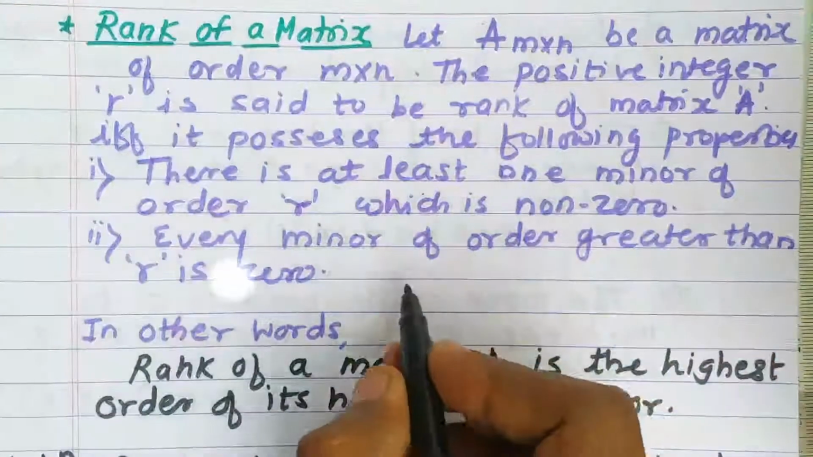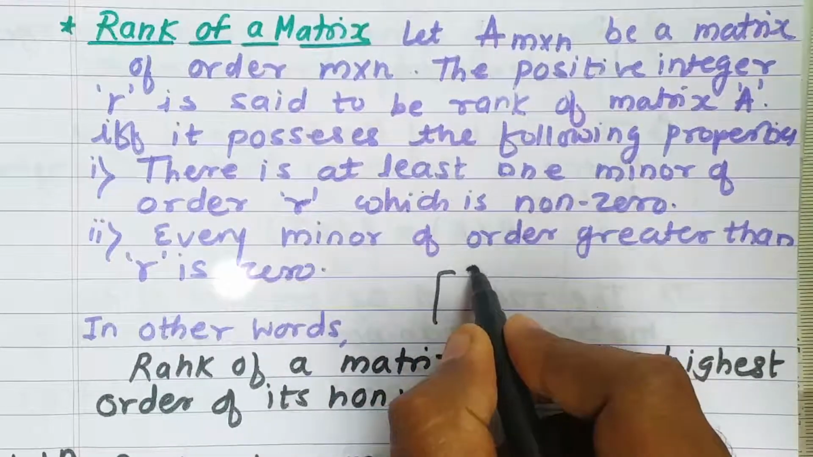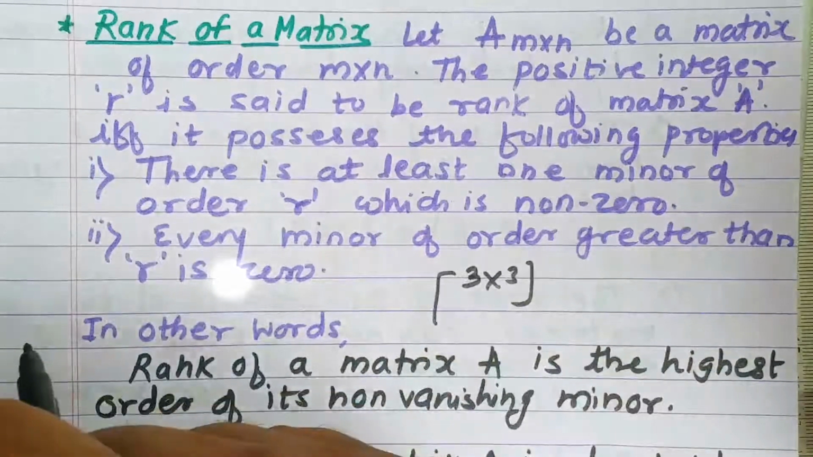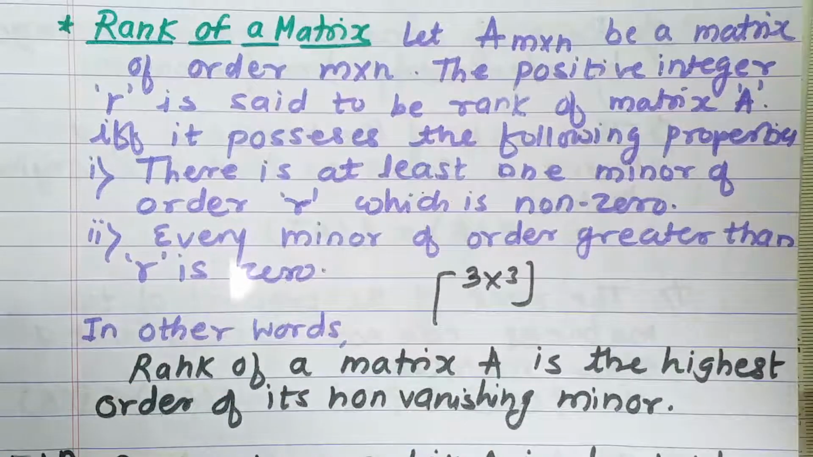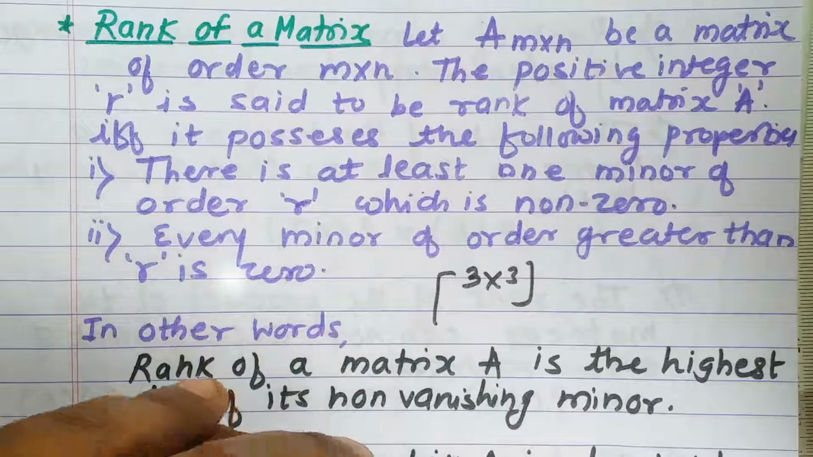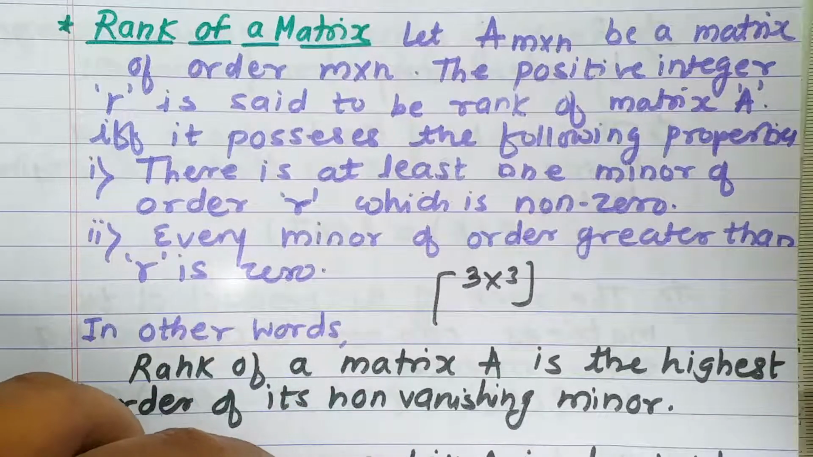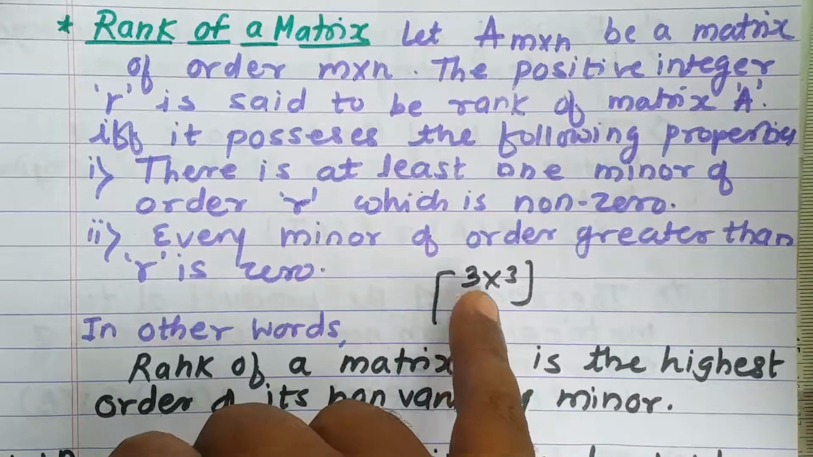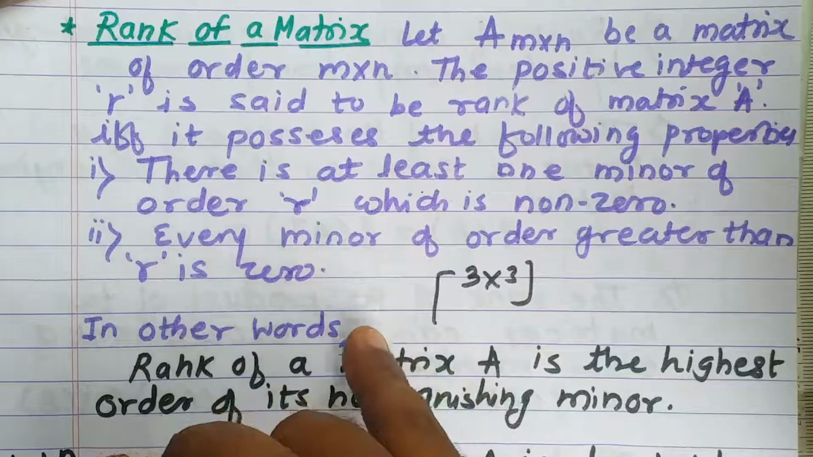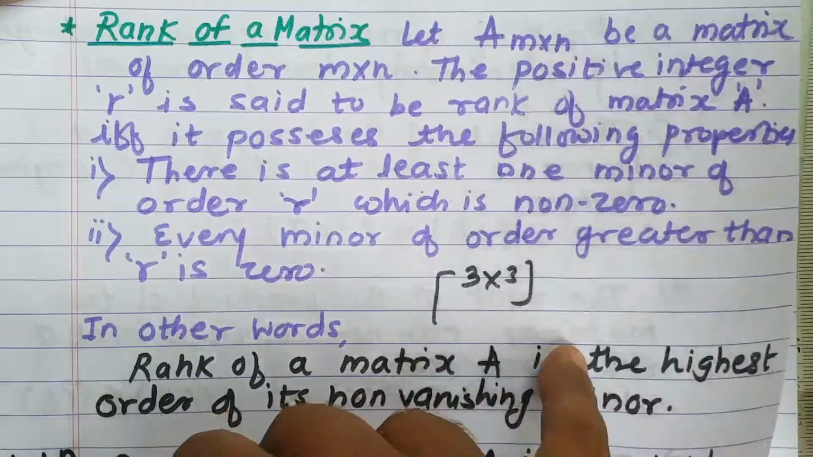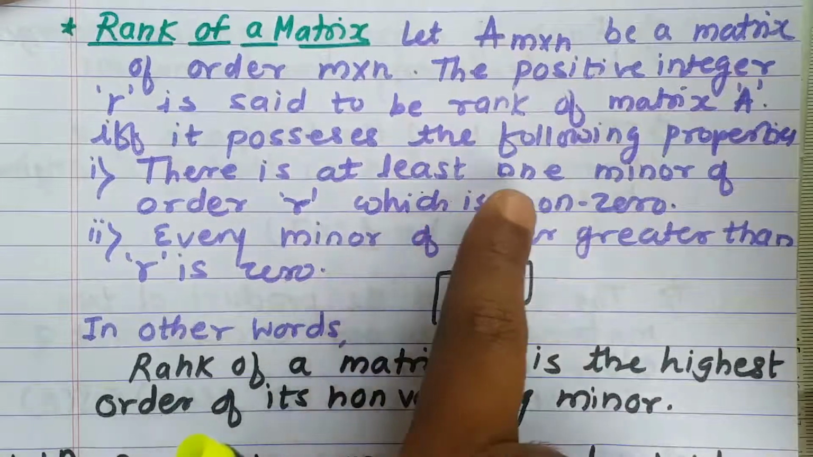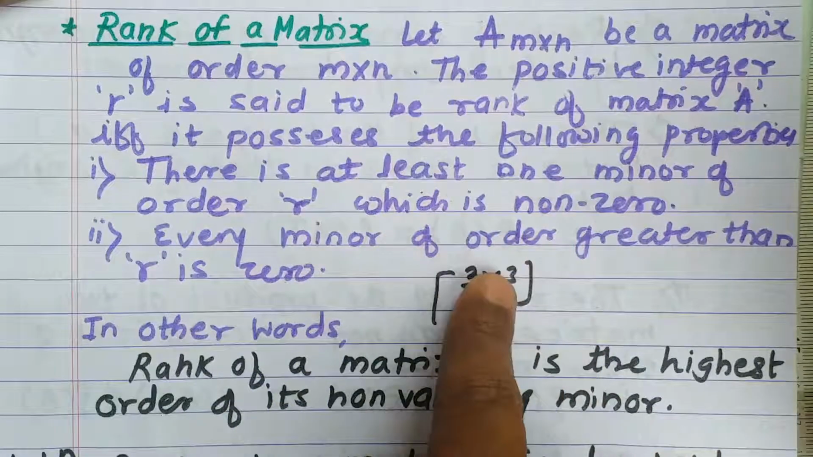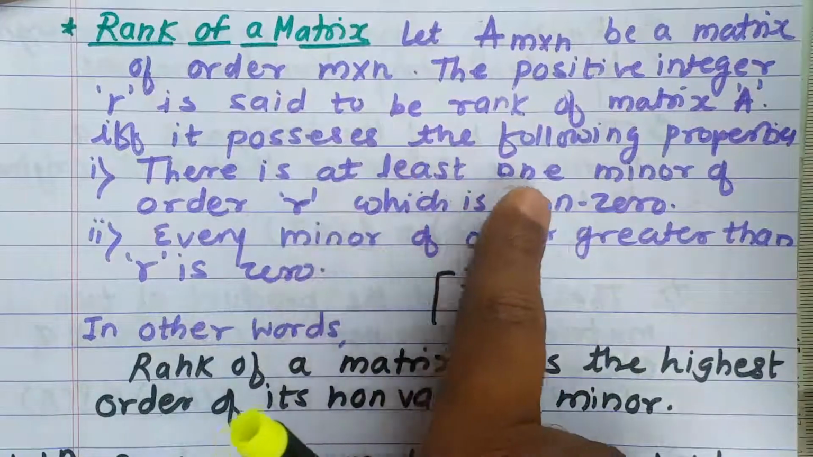For example, if you have a 3 by 3 matrix, it will have 3 rows and 3 columns. So the maximum order of a minor for that matrix will be 3, meaning there will exist a determinant of order 3, and there will also exist determinants of order 2 and of order 1. So the different orders of minors will be 1, 2 and 3. Out of these, we have to check of which order the determinant is non-zero.